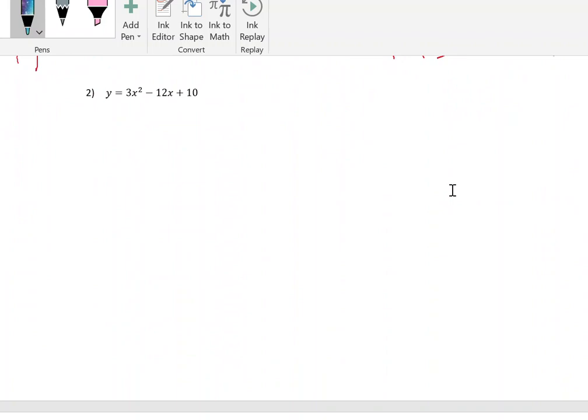Let's do another example. So first thing, determine what the a value is. The a value is 3. What's the b value? Including the sign, the b value is negative 12, and the c value is 10.